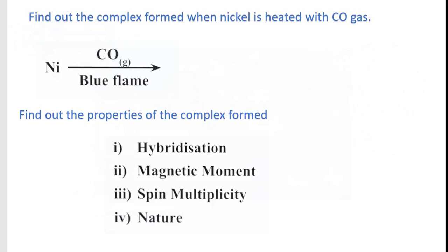So this will be in your question paper. Find out the complex formed when nickel is heated with carbon monoxide gas. Right? Nickel is heated with carbon monoxide gas. So what will form actually? You have to find out the complex here. What complex should be formed here? And then you have to find out the hybridization, magnetic moment, spin multiplicity, and nature of this compound. Right? Let us work it out. What will happen?